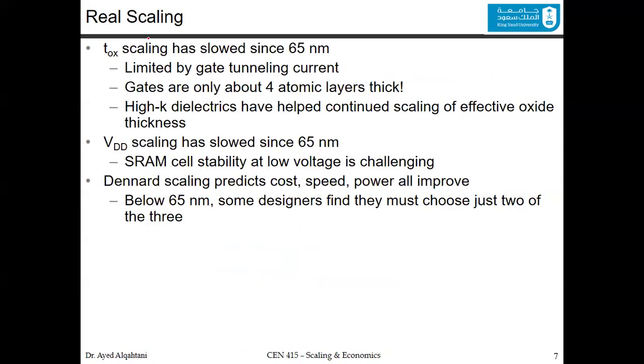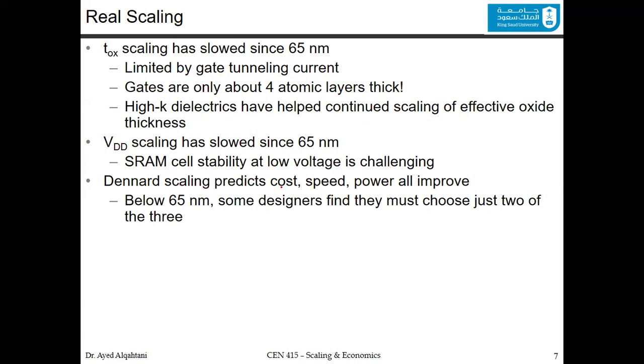Now, the real scaling of what's going on in the recent generations. The oxide thickness and also the VDD, even the V threshold, are not scaling well anymore. So we are stuck there. The oxide thickness scaling has slowed since the 65 nanometer, limited by many things like the gate tunneling current. The gates are now only 4 atomic layers thick, and high-K dielectrics have helped continue scaling of effective oxide thickness. The VDD scaling has slowed down also since 65 nanometer. The SRAM cell stability at low voltage is challenging now.